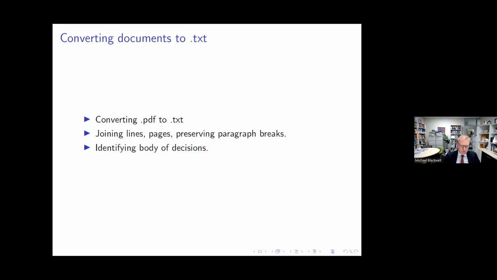Again, I wrote the program myself to do that, but it takes a lot of time. And again, identifying where the body of the decision starts and removing the stuff that's just the head note at the start of the decision. So I refer to all of that as cleaning and converting the decision.